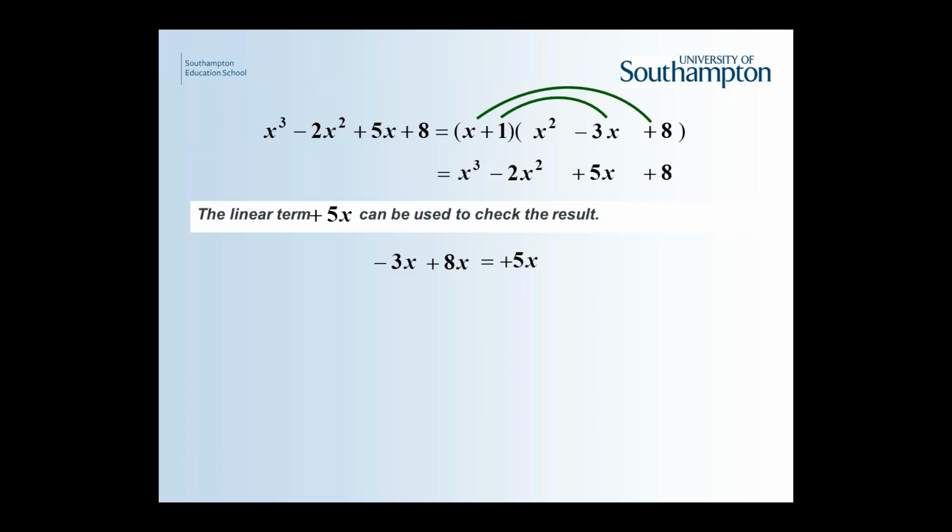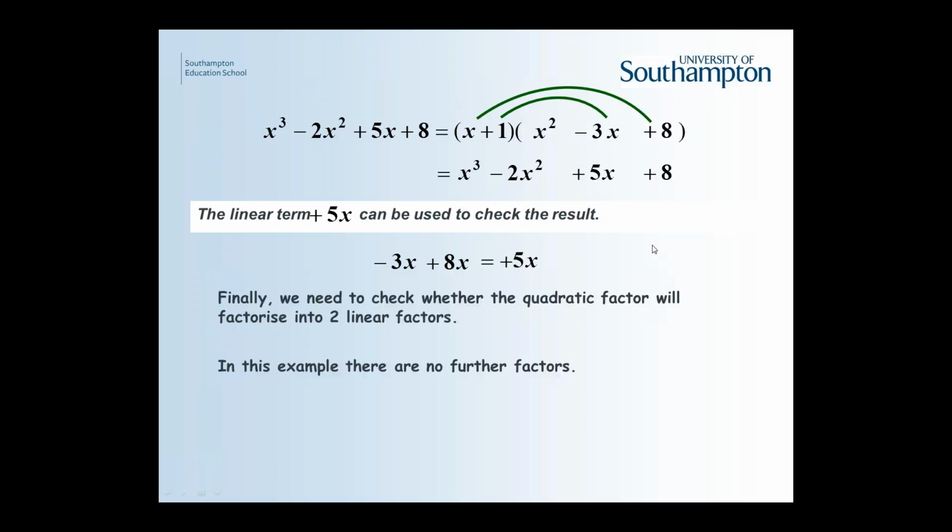I don't think the kids are bothered though, so this is probably more the way to go. So we've now split our cubic into our initial factor and a quadratic. So then we just need to check, can I factorise this? And they might spend a lot of time trying to figure that out. But in this case you can't. That is it, fully factorised.